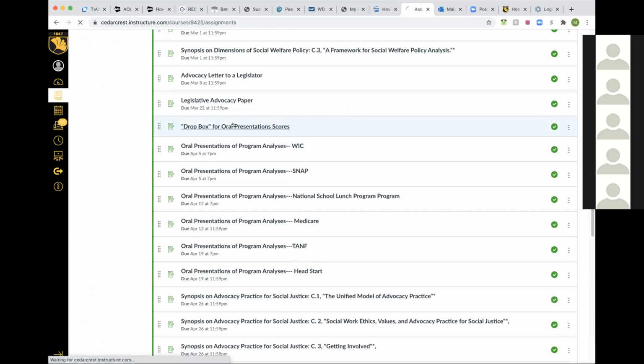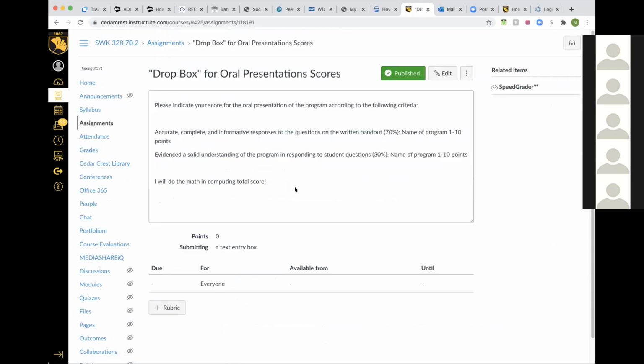You will put all your scores in here. Please indicate your score for the oral presentation of the program according to the following criteria. Accurate, complete, and informative responses to the questions on the written handout will be 70% of the total grade. So just indicate the name of the program like WIC and what score you would give it based on accurate, complete, and informative responses, 1 to 10. The second thing you'll grade on is evidence of solid understanding of the program, responding to students' questions, which we'll follow up. And that'll be 1 to 10.